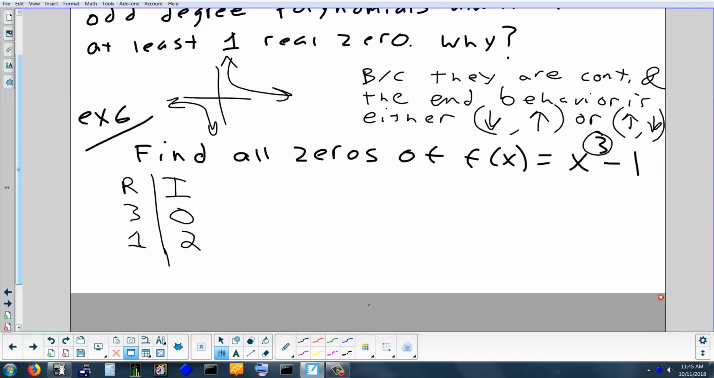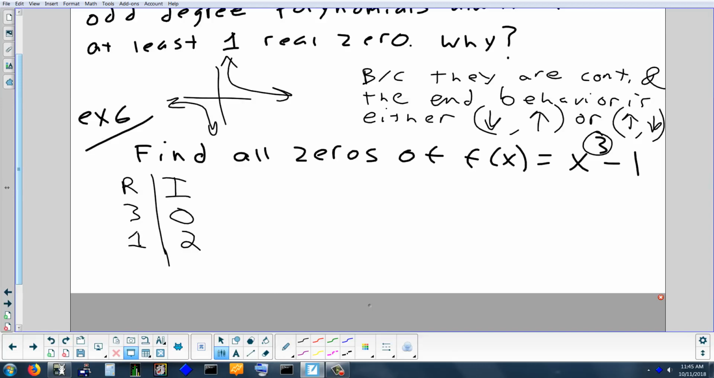Could you have 2 real, one imaginary? What did I say about imaginary answers? Why not? Because you have to have two imaginary answers. Imaginaries come in pairs. So you could never have two real, one imaginary. It's not possible. These are the only scenarios that could happen.